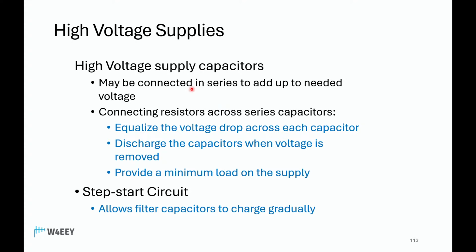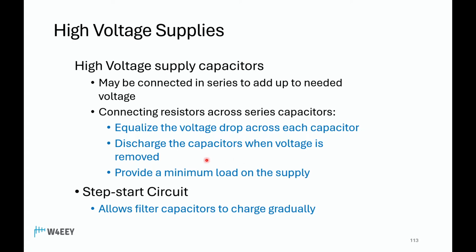So the output of the circuit will usually have to be filtered, done with capacitors. The capacitors may be connected in series to add up to the needed voltage, because if it's a 1,000 volt power supply, you might not be able to find capacitors that are 1,000 volts, but you could find 450 volt capacitors and put them in series.